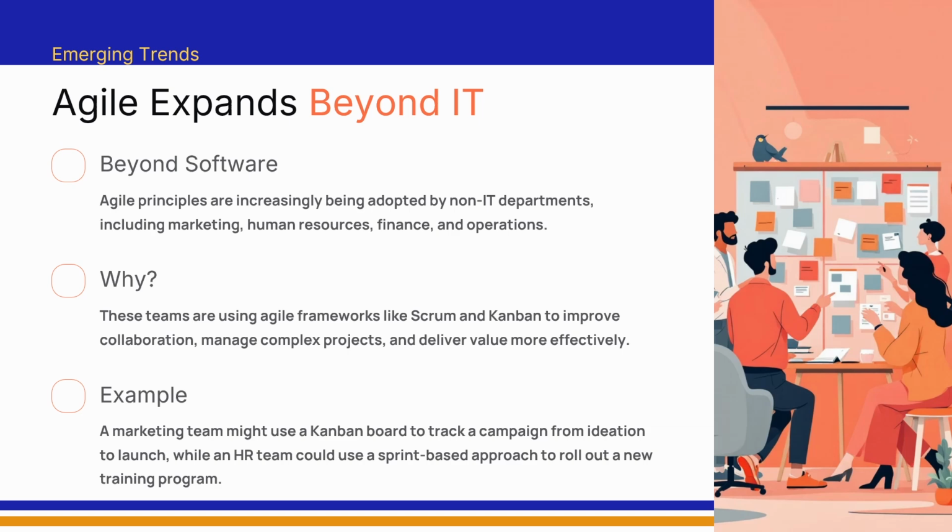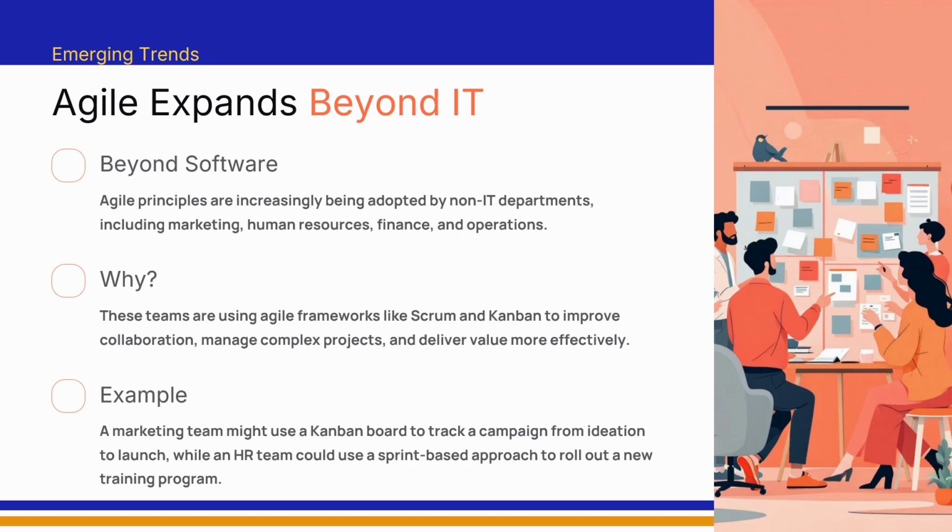Agile has moved beyond software. Today, departments like marketing, HR, finance also use the agile principles to manage the work. For example, a marketing team uses the Kanban board to visualize the campaigns, and an HR team may run sprints to roll out a new training program. This cross-functional adoption shows that Agile is not just a framework, it is a universal approach to collaboration and value delivery.